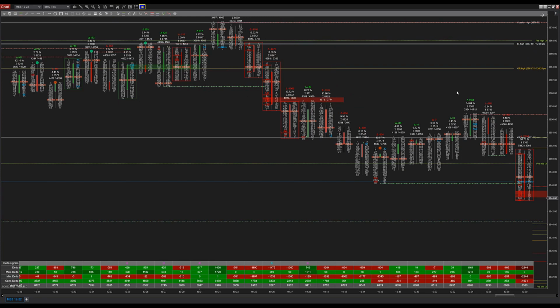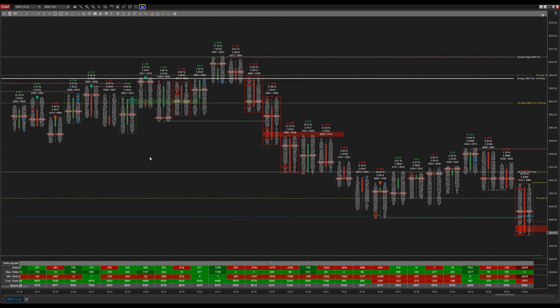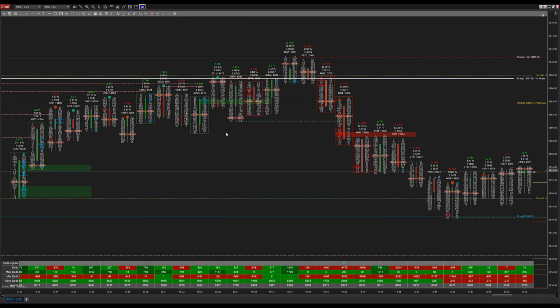So here, let's see. Here's a decent example. So here's the stacked imbalance. So number one, with the outline here and a positive delta, I can see the market is pushing up. Now here, look what we get right here. All right, so this is the first test of the initial balance high. Now this is a trade.